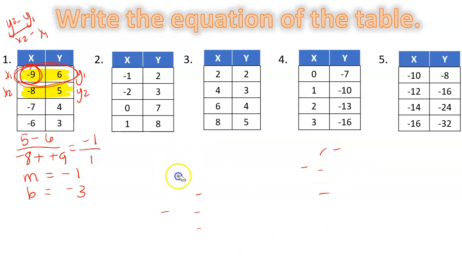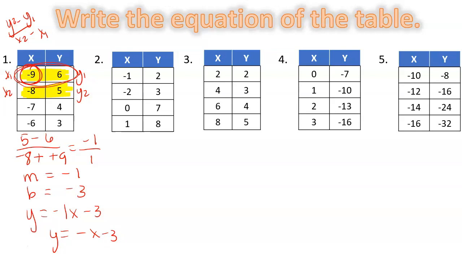Alright, so I'm going to erase all this work off. Alright, so we have our m and our b. So now all that's left to do is to write our equation. So y equals mx plus b, which in this case is negative 1x minus 3. Or in math, we usually just say negative x minus 3. It's unnecessary to put the 1. All right, let's try another.